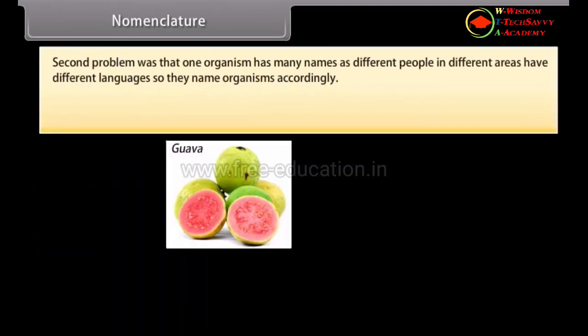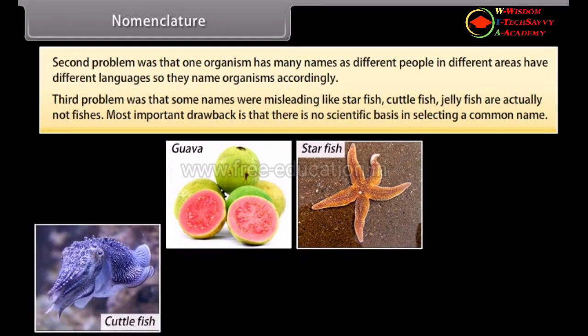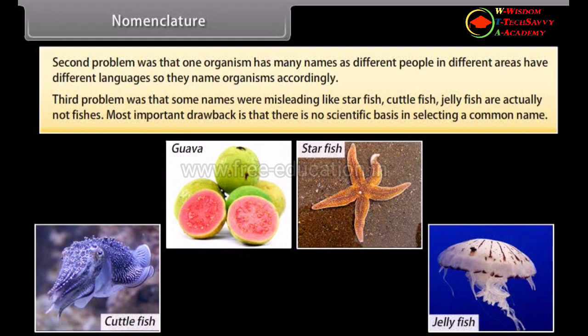The second problem was that one organism has many names, as different people in different areas have different languages, so they name organisms accordingly. The third problem was that some names were misleading, like starfish, cuttlefish, jellyfish are actually not fishes. The most important drawback is that there is no scientific basis in selecting a common name.